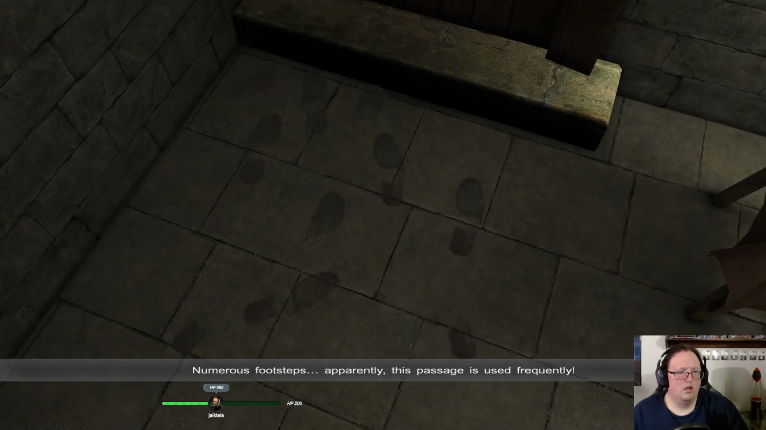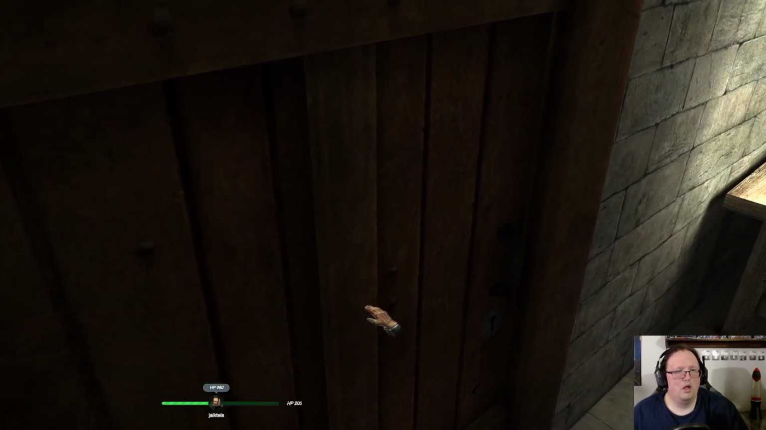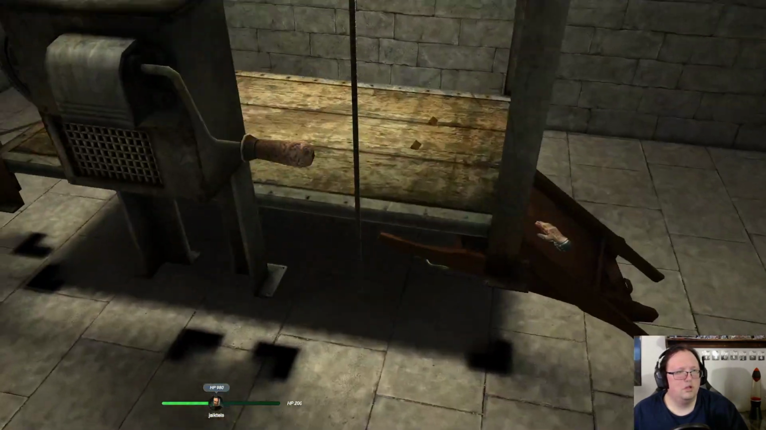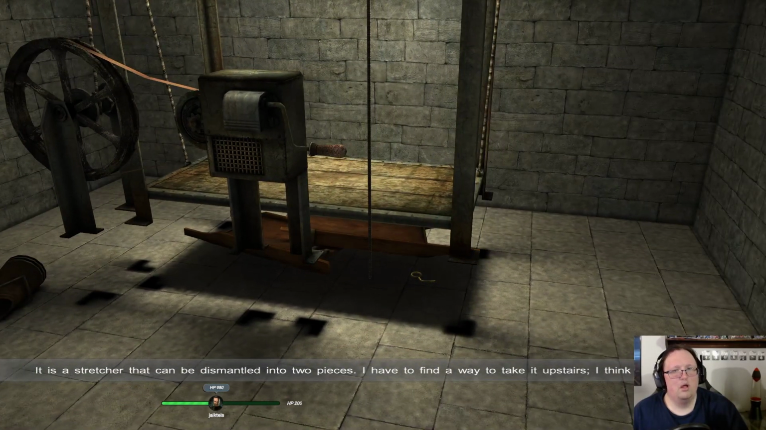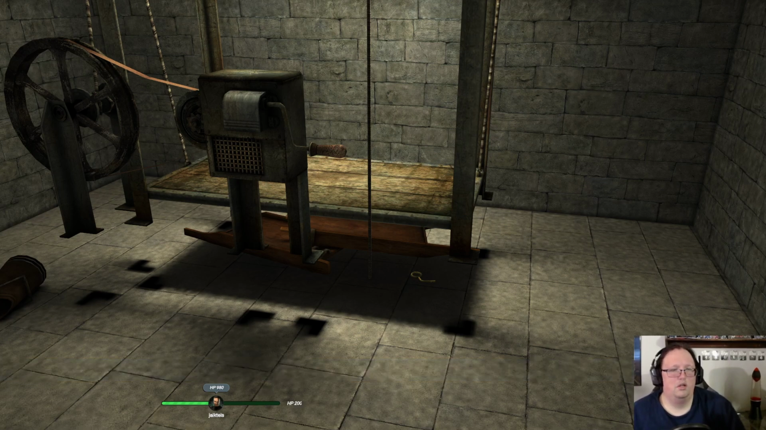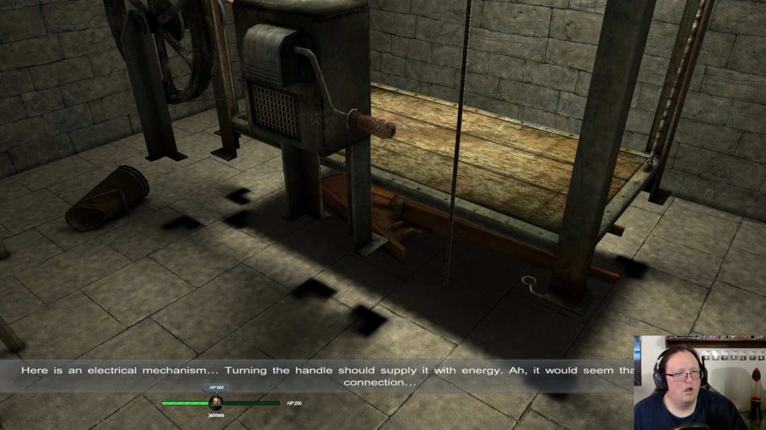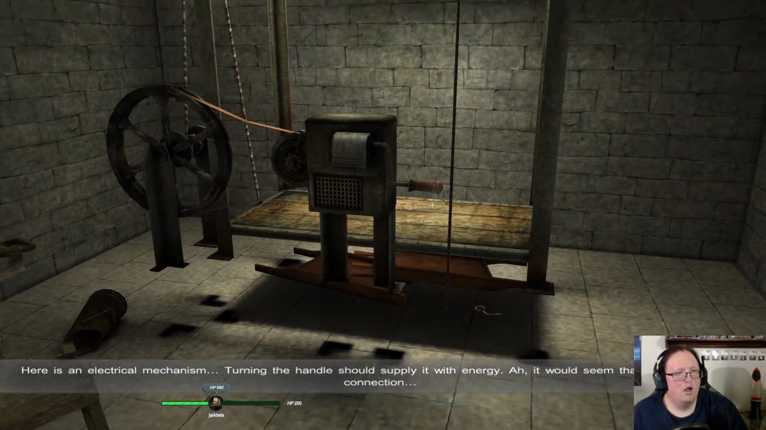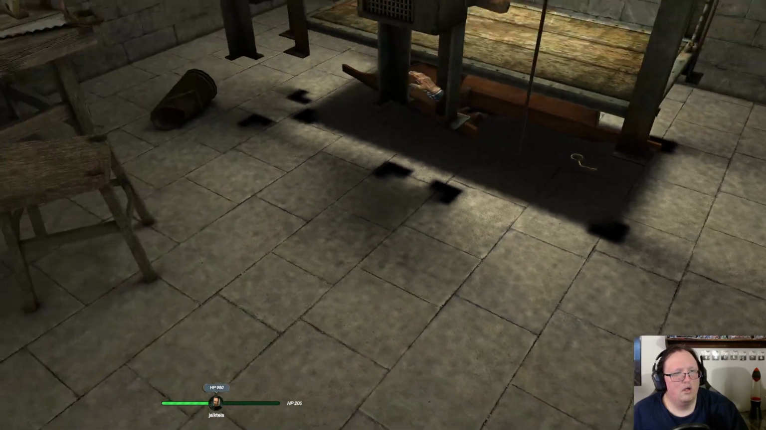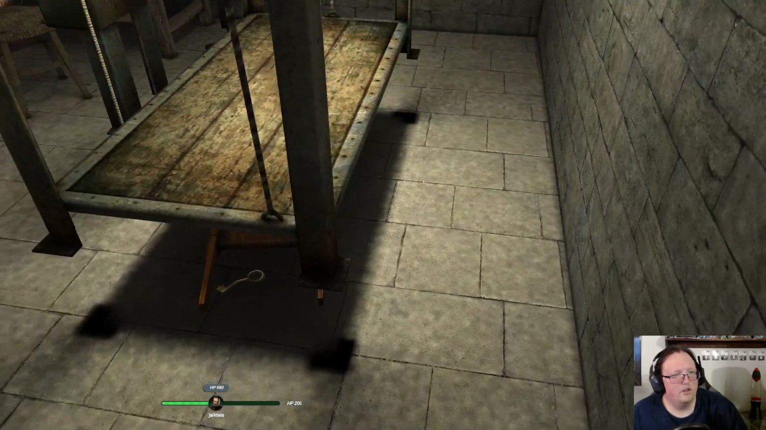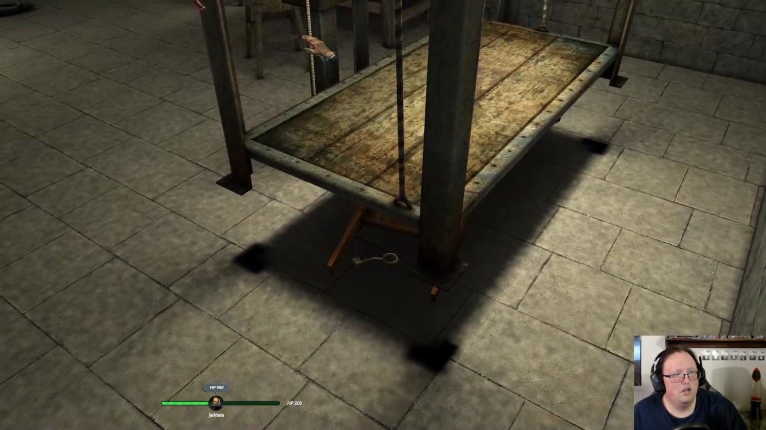Numerous footsteps. Apparently this passage is used frequently. Closed. It is a stretcher that can be dismantled into 2 pieces. I have to find a way to take it upstairs, I think. I'll be needing it. Here's an electrical mechanism. Turning the handle should supply it with energy. Ah, it would seem that there is a broken connection. This whole contraption's floating on the ground for some reason. Is that a busted key?